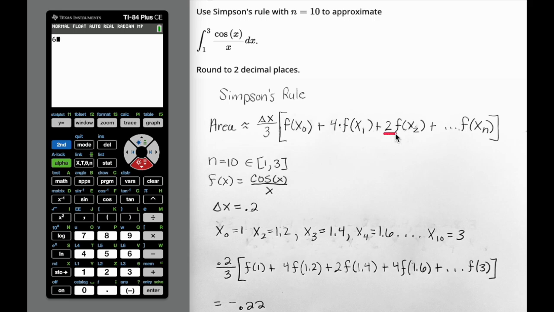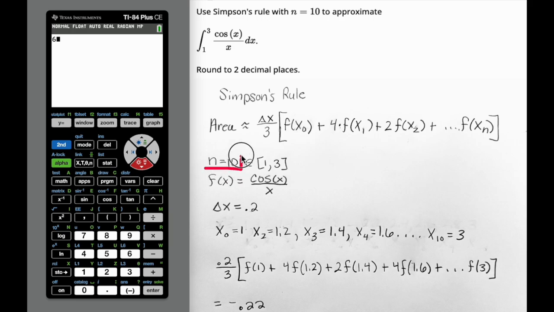And then you do the same thing, but you alternate 4 and 2. So the next x value you plug into your function and multiply by 2. Then the last value that you should have in here is your xn, which in our case would be x10.